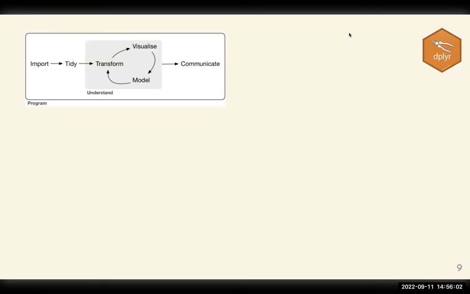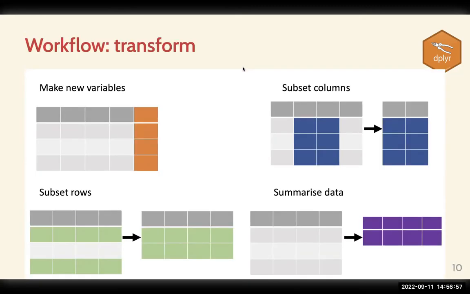Next step is transform. It is rare that we get the data in exactly the right form we need. Often we'll need to create some new variables or summaries, or maybe just want to rename the variables or reorder the observations in order to make the data a little easier to work with.